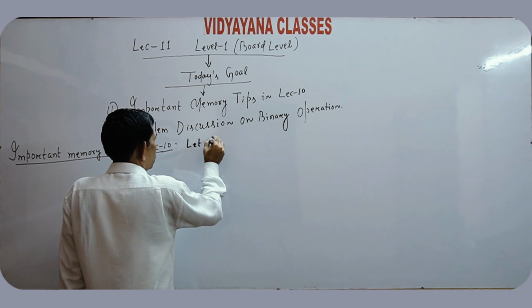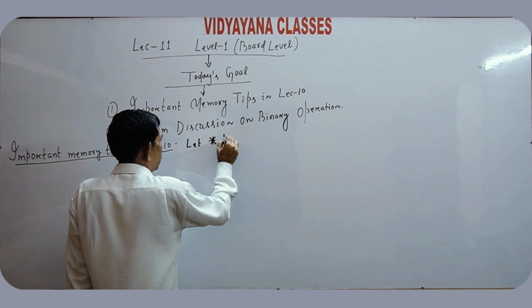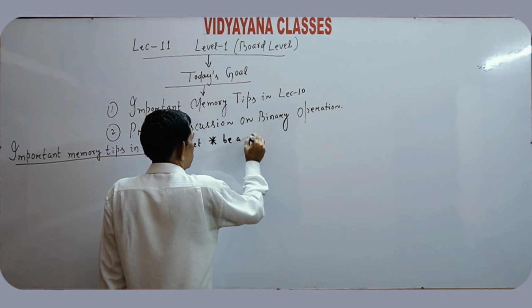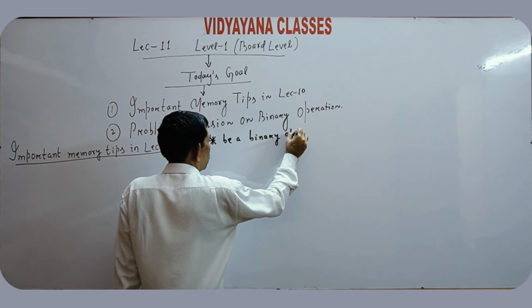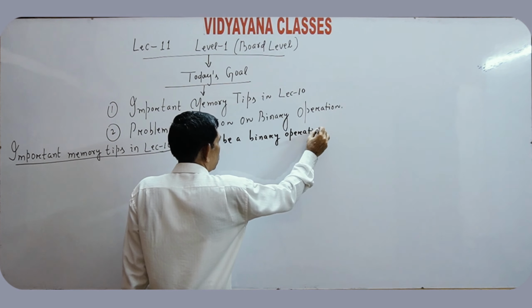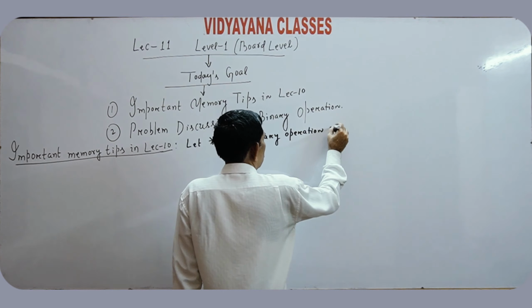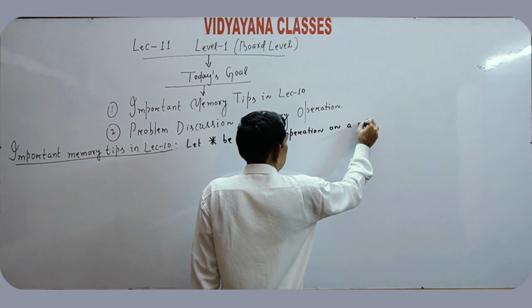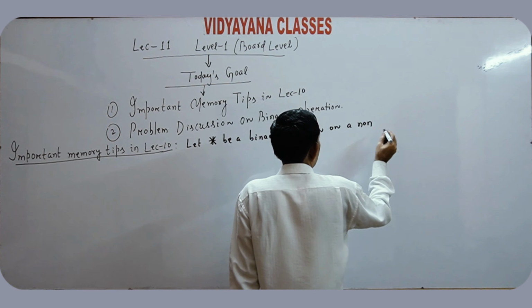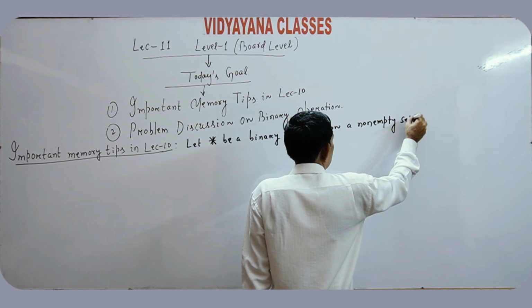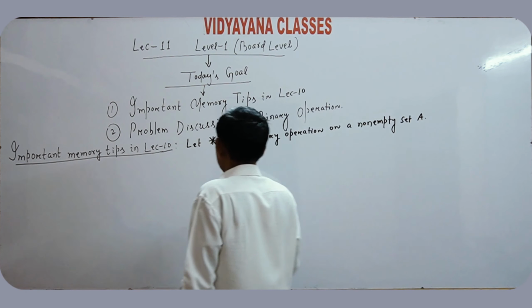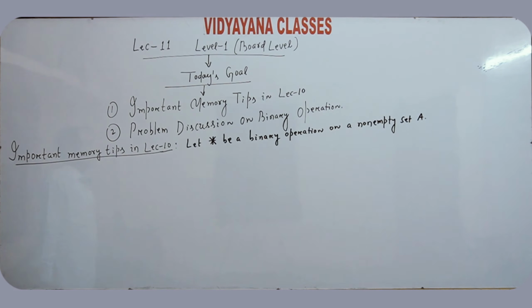Let star be a binary operation on a non-empty set capital A. First, commutative.